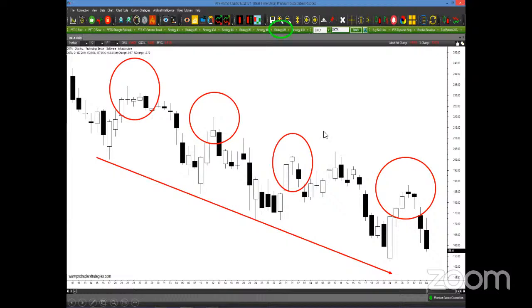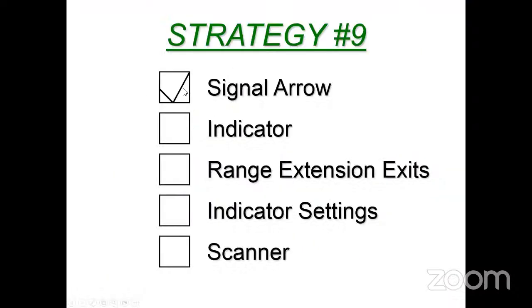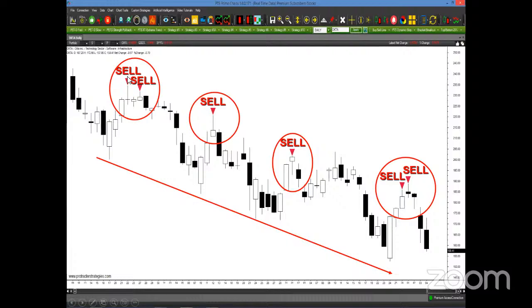Well, we simply click on strategy number 9 in the drop-down menu, click on signal arrows, and you'll see the signal arrows were generated right at the tops of these little bounces. This is why we call strategy number 9 our premier pullback method.